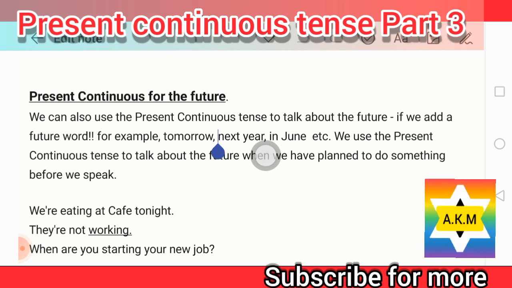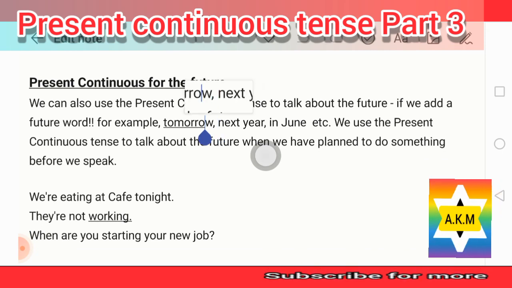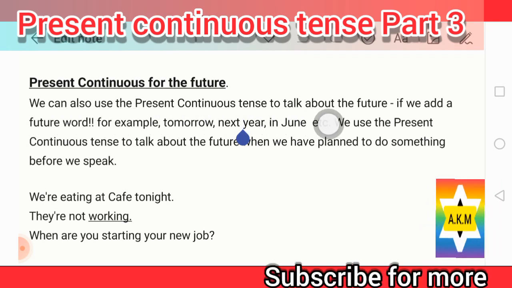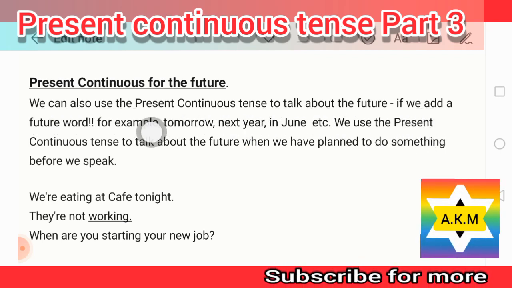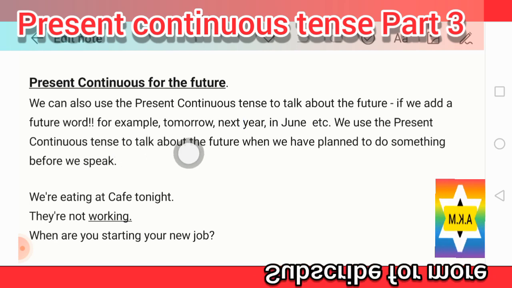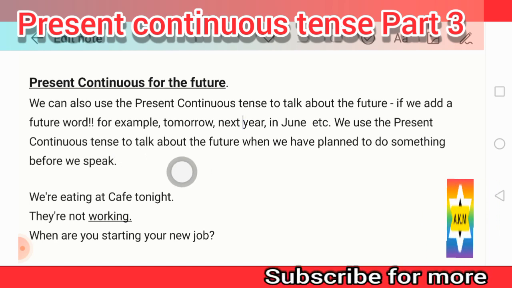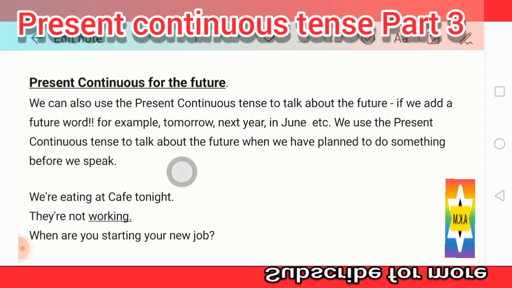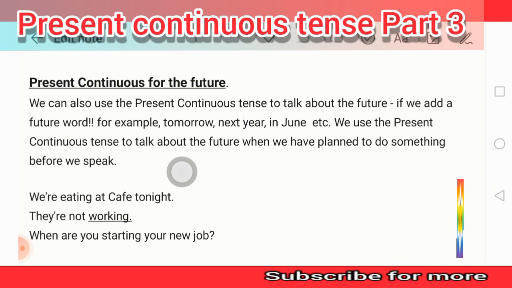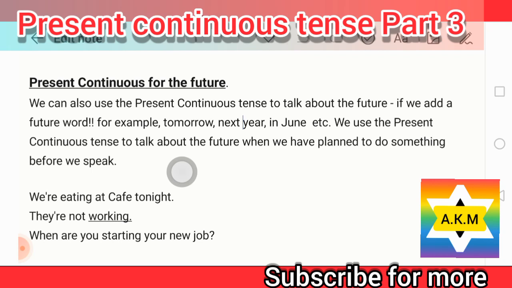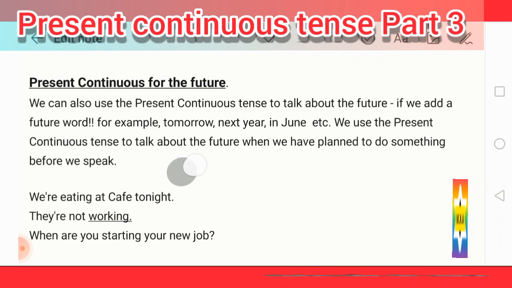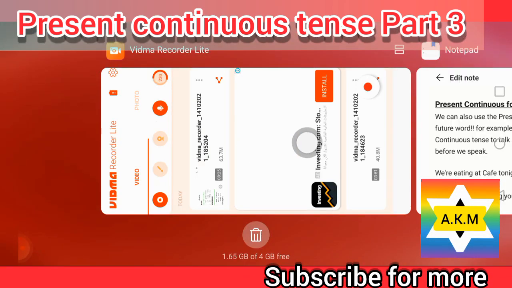Look here, we can also use the present continuous tense to talk about the future if we add a future word. When you add a future word with present continuous tense, it will show you the future meaning. For example, tomorrow, next year, in June, etc.